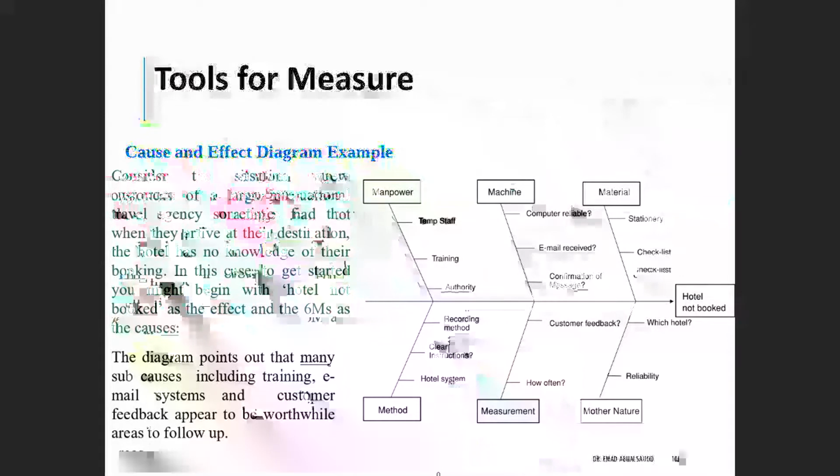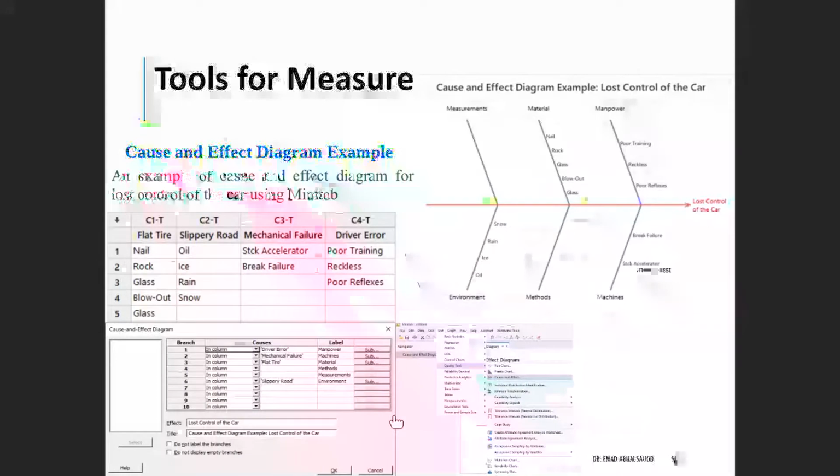I believe yes, the screen was here, not showing the complete picture. Just going back, the effect you can type here. What is the effect? So in this case, lost control of the car. You can type it, so it will appear here in the figure, as well as the title of the figure. In this case, I typed cause and effect diagram example, lost control of the car, and you will see it appear automatically at the top of the figure. So these entries, you can enter them based on the effect and the title you would like to use for your case study.